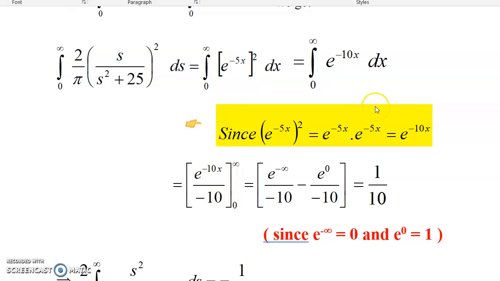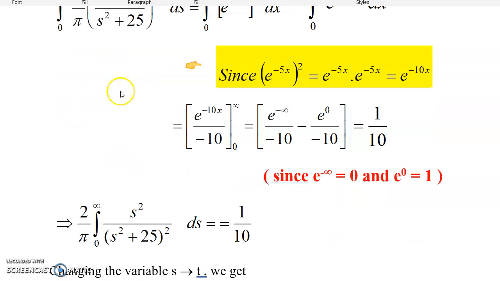When you integrate e power minus 10x, you have e power minus 10x divided by minus 10, from 0 to infinity. Now apply the limit. For the upper limit, in the place of x you put infinity, minus the lower limit, in the place of x you put 0. Now again, the values of exponentials: e power minus infinity is 0, and e power 0 is 1. So this will be 1 by 10. So the value of this right side integral we have evaluated as 1 by 10.